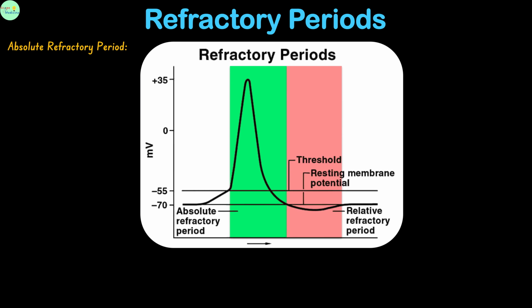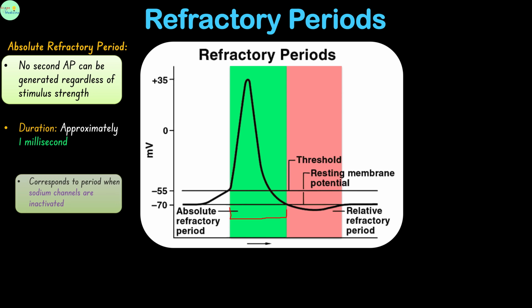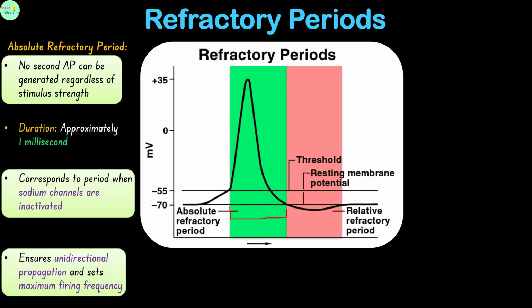Refractory periods are intervals during which the neuron cannot generate another action potential. The absolute refractory period is the time during and immediately after an action potential when no second action potential can be generated, regardless of stimulus strength. This corresponds to the period when sodium channels are inactivated and lasts approximately 1 millisecond. The absolute refractory period ensures unidirectional propagation and sets the maximum firing frequency of the neuron.